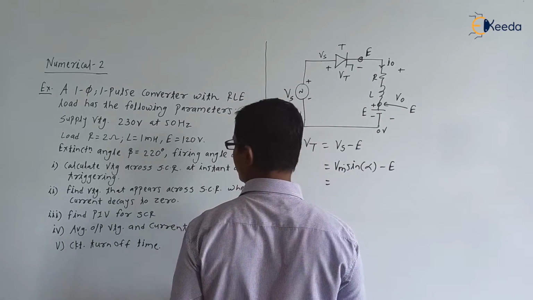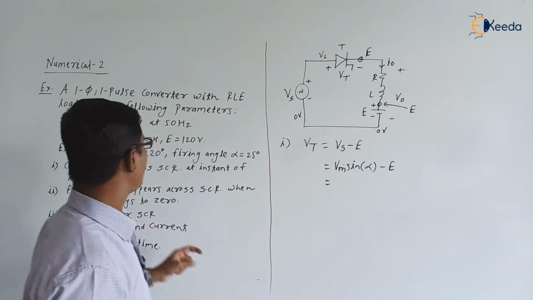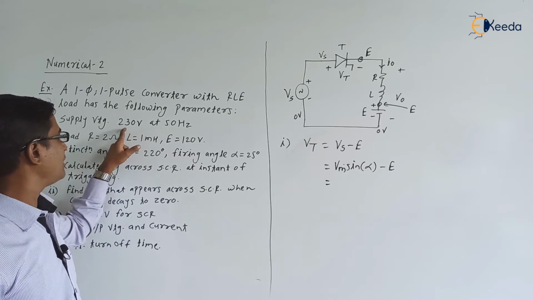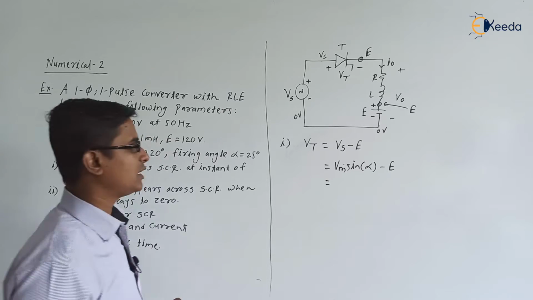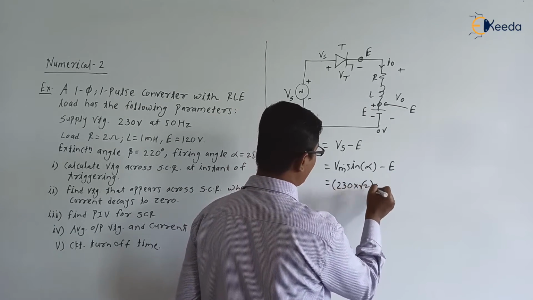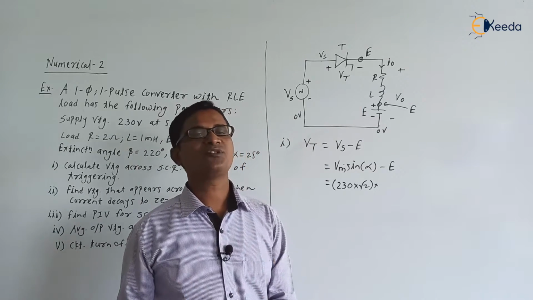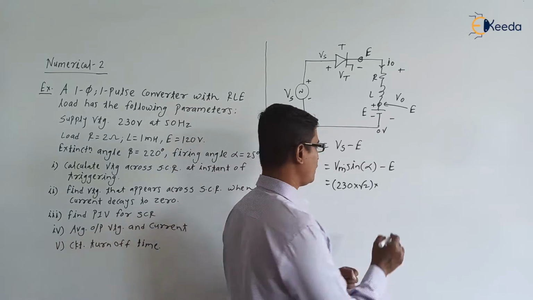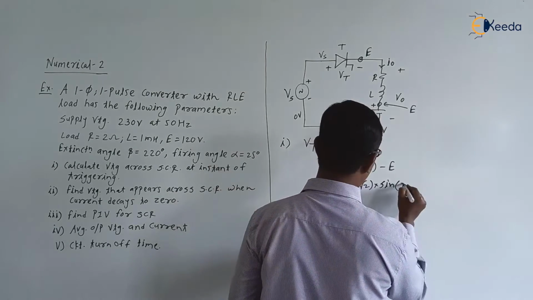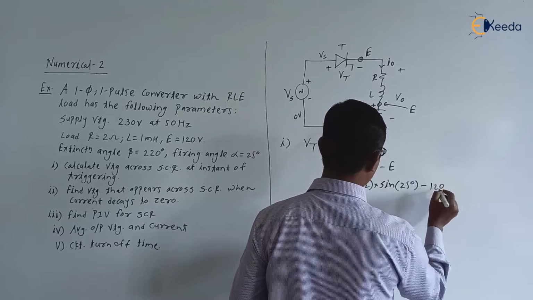So what is Vm? Supply voltage is 230 volt. Is 230 volt an RMS value or a peak value? It is an RMS value. The supply is sinusoidal, so the peak value will be 230 into root 2. For any sinusoidal supply, the peak value is equal to the RMS value into root 2. So it is 230 into root 2 into sine of alpha, and alpha is given as 25 degree, minus E. What is E? It is 120.